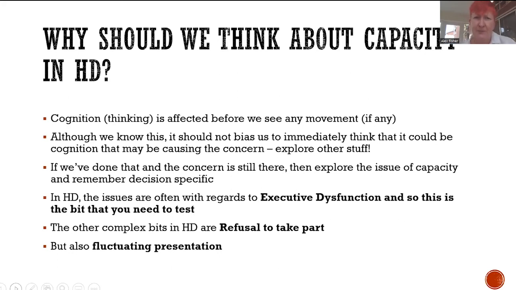And this is where we come down particularly to Huntington's disease. And this is the thing that I often see causes confusion with family members and with professionals. The issues are often with regards to executive dysfunction, and that's the bit that you need to test. And then the other complex bits in HD are refusal to take part, and then a fluctuating presentation, so ebbing and flowing, ebbing and flowing. So just about to look at that in more detail.